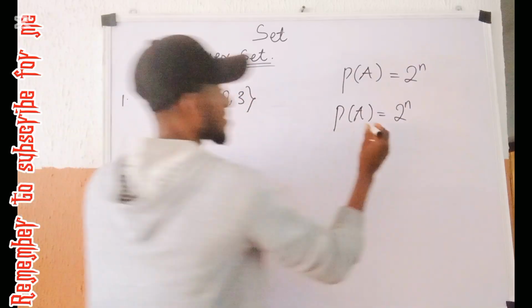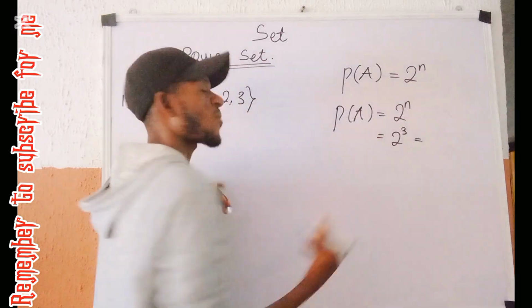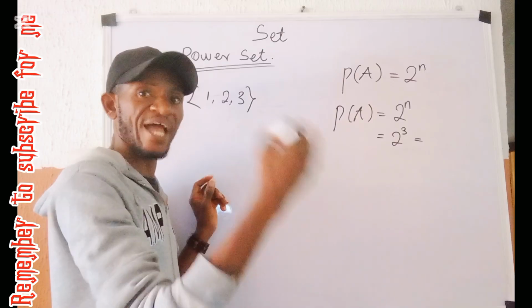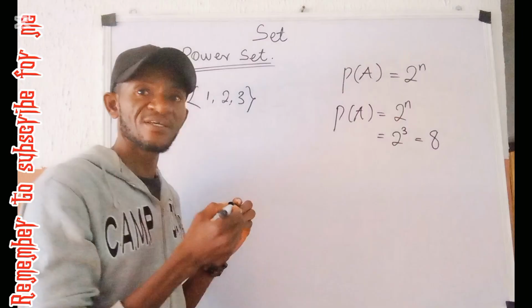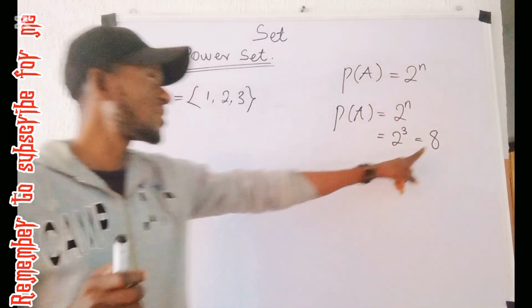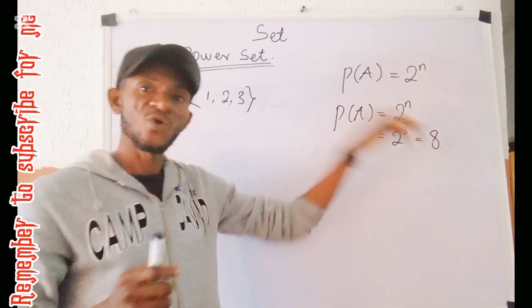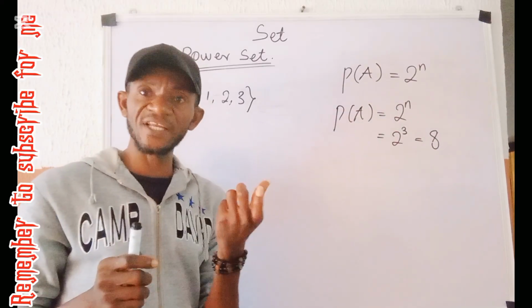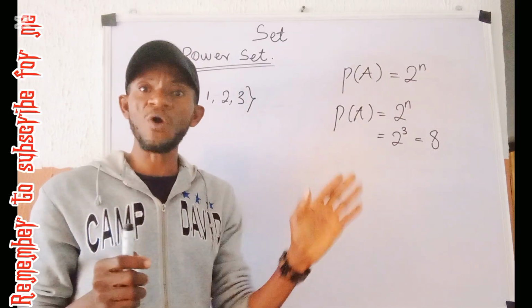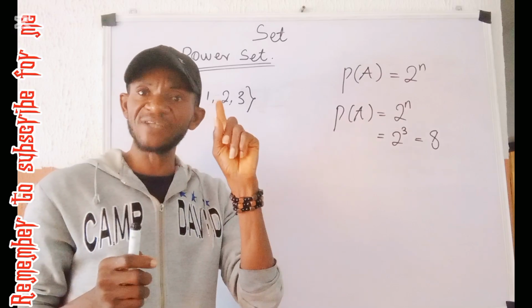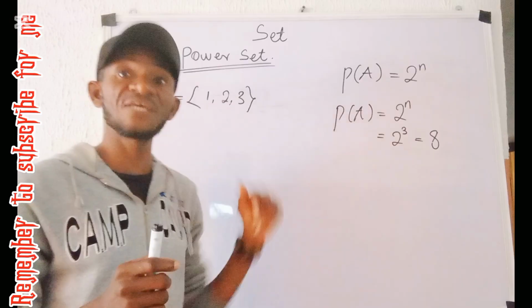1, 2, 3. So this equals 2 raised to power 3, which means 2 times 2 is 4, times 2 is 8. So the number of possible subsets in a set with 3 elements is 8. So how do we enumerate them? We are going to enumerate them by, first of all, beginning with an empty set. When we are done with the empty set, we go over to all sets with 1 element, such that those elements inside the sets are equally contained in the set that is given to us.